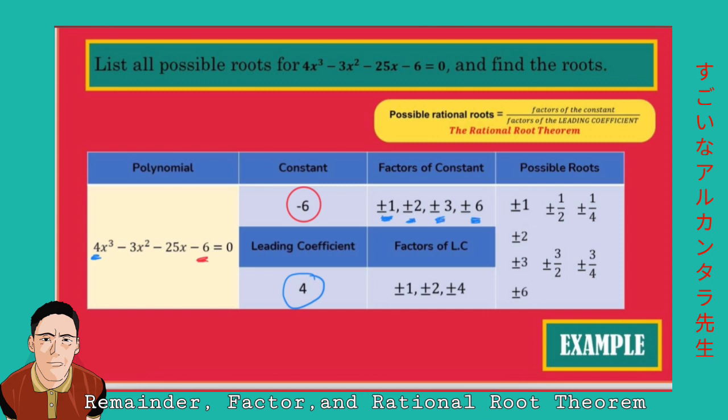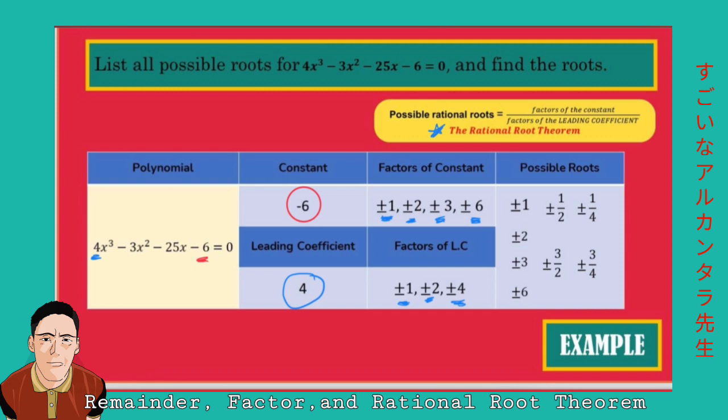For 4, we have positive negative 1, positive negative 2, and positive negative 4. So now, how does the rational root theorem work? Simple. As you can see on the table in front of you, there is a reason why the constant factors are on top while the factors of the leading coefficient are at the bottom. Because the concept of possible rational roots for the rational root theorem is as simple as dividing each factor of the constant by each of the factors of the leading coefficient.